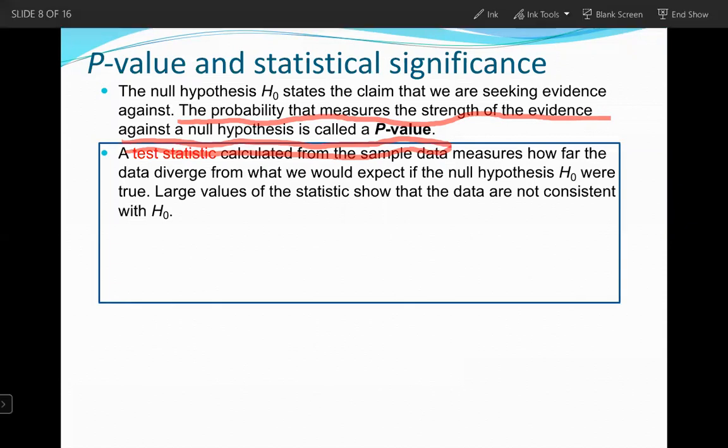A test of significance: a test statistic calculated from sample data measures how far the data diverges from what we expect if the null hypothesis H naught were true. Large values of the statistic show that the data are not consistent with H naught.